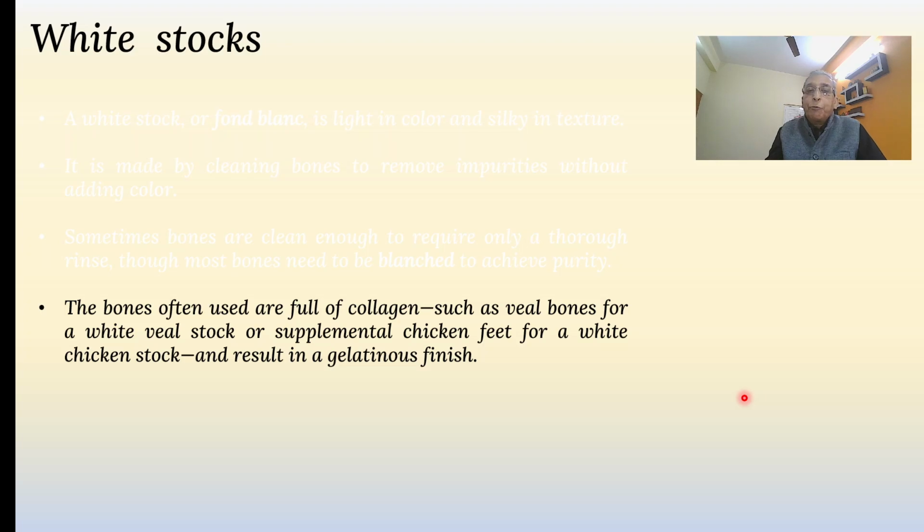The bones often used are full of collagen, such as veal bones for a white veal stock, or supplemental chicken feet for a white chicken stock, and the result is a gelatinous finish. More collagen present in the bone means, because of the simmering process, more gelatin will be extracted into the liquid, and more gelatin in the stock means the quality of the stock will be heightened, and it will have more concentrated nutritive value. That is what we are looking for.